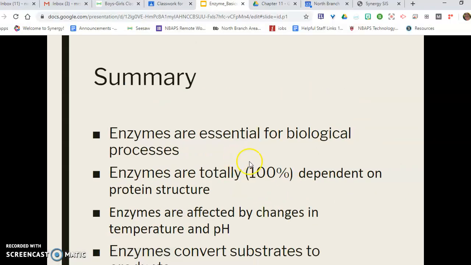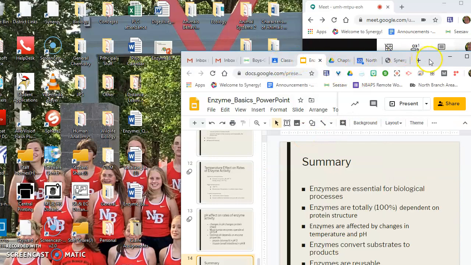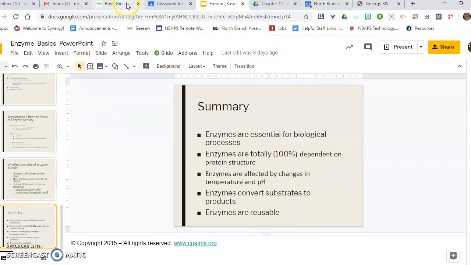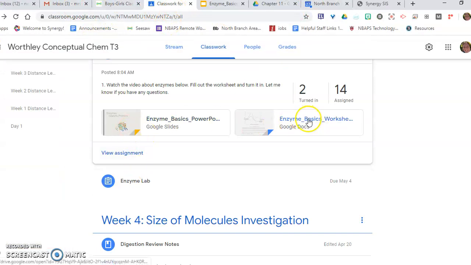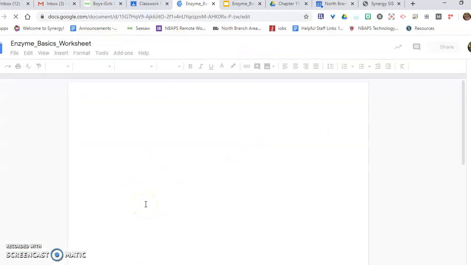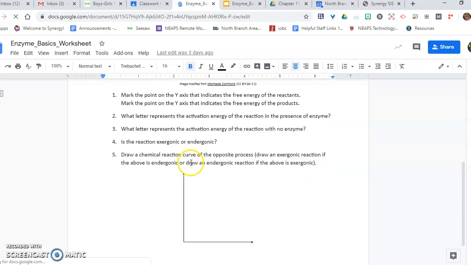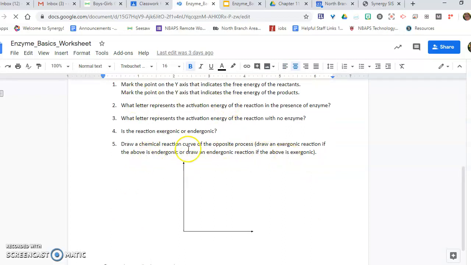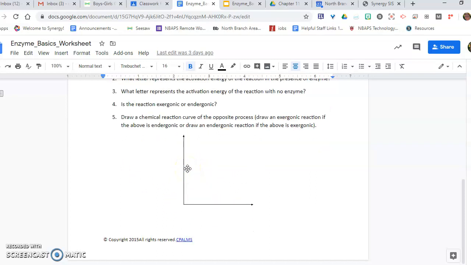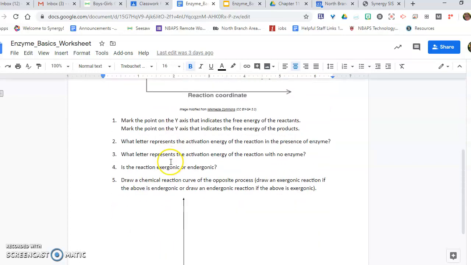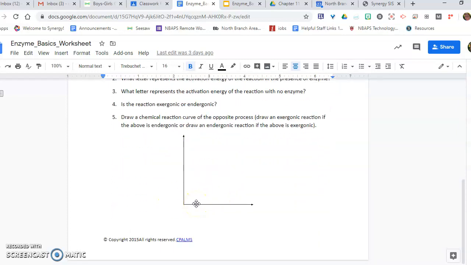Alright, so once you have watched this, if you go into classwork, your worksheet just goes through kind of what we just said. You won't be able to do this part where you draw it, so you can skip number 5, but you'll do the rest of these questions here. Let me know if you have any questions. Again, don't do the lab until I post the video about the lab. So hopefully I'll be doing that today or tomorrow.